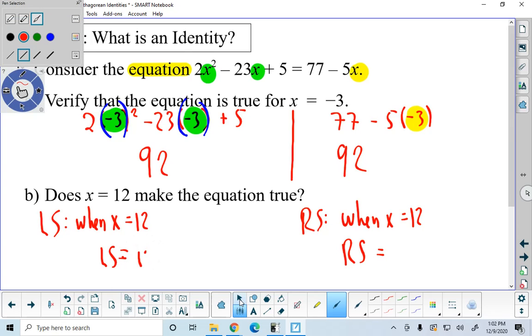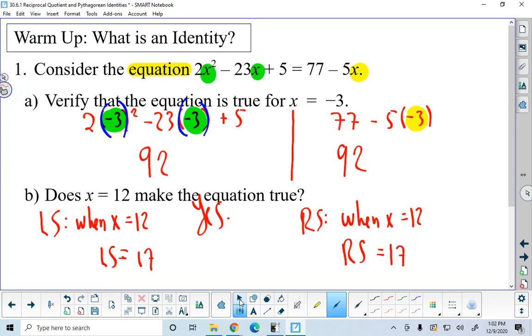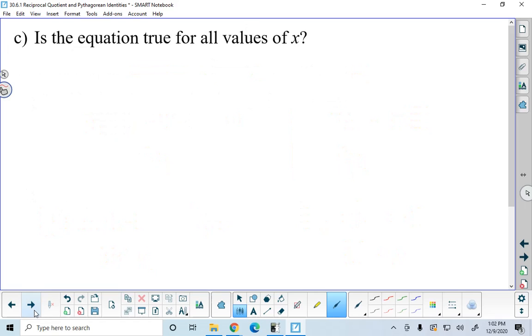So what does that tell us? It tells us that the answer to this question is yes. X equals 12 makes this equation true. So you did end up getting 17, Keith? I'm assuming you did. No worries, and that's a very simple thing to forget.